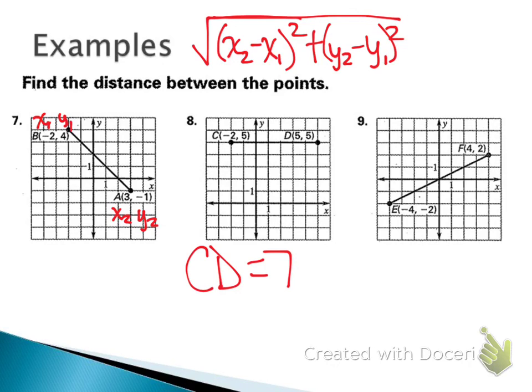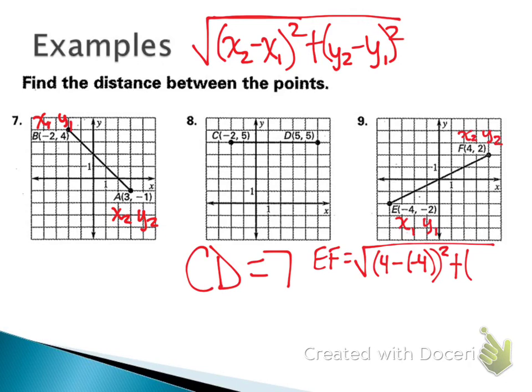On to our last example, number 9. We've got our points E and F. I'm going to label this one x1, y1, label the other one x2, y2, and then just start plugging things in. The distance between E and F is equal to the square root of my x2, which is 4, minus my x1, which is negative 4. That whole thing gets squared.